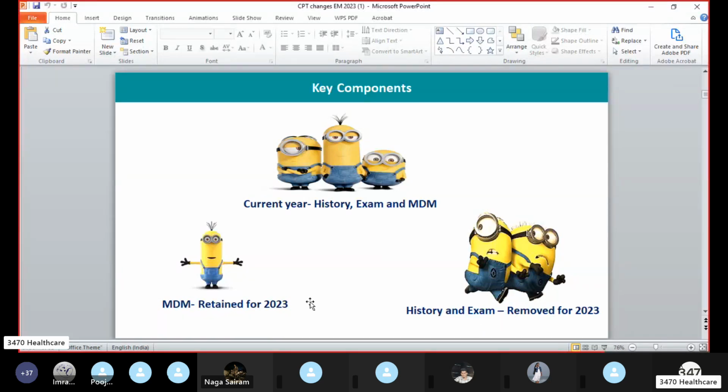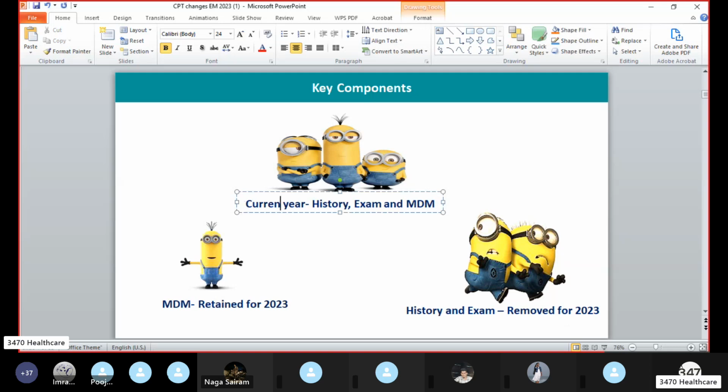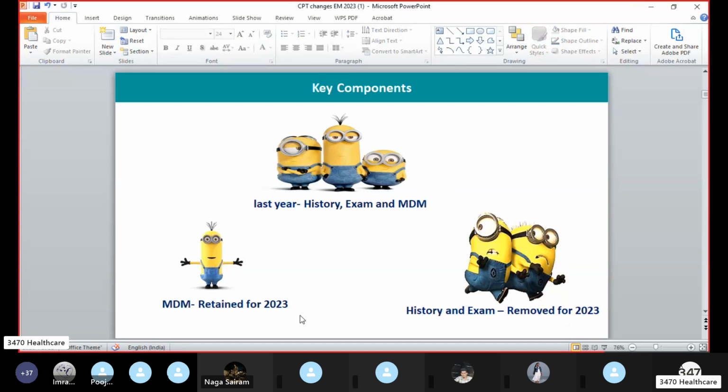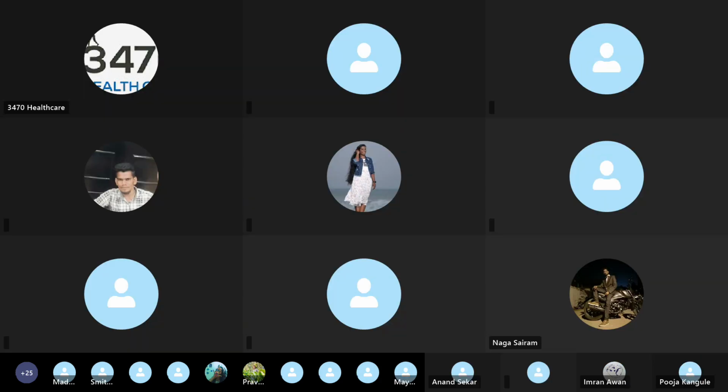Last year and before, we had history, exam, MDM. But now we need to go based only on MDM or time. This is the 2023 concept. So what are all the visits we have in 2023? What are all the visits we have? We need to know that.